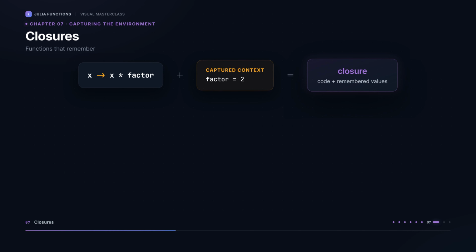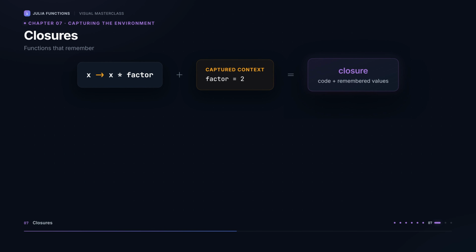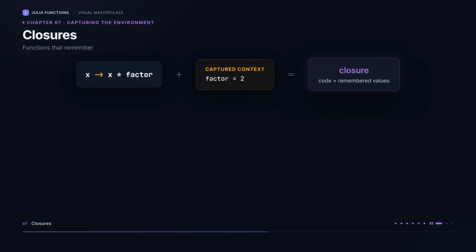That pairing of code and captured context is called a closure. Think of it as the function carrying a backpack of remembered values. The values it captured at creation time stay with it wherever it goes. Closures make it trivial to build customized functions on demand.